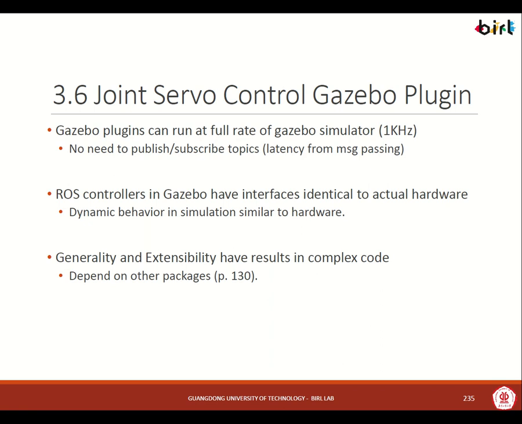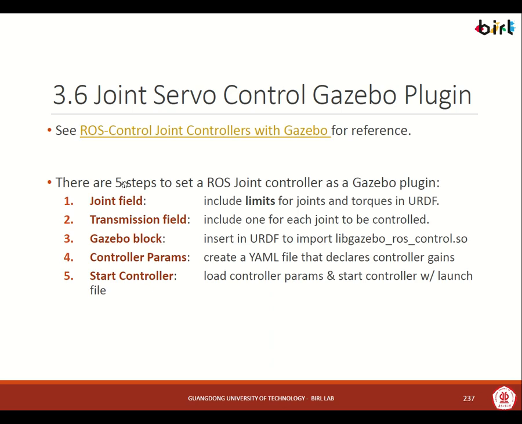However, ROS control and ROS controllers were designed to be general and extensible, but they're complicated. They're not that simple to manage. And then in page 130, you can see that they depend on other packages that you need to download. Now, if you use the script in this book to install the packages, you have already downloaded those dependencies. But you can refer to this page to look for more. Here's a link, ROS control, joint controllers with Gazebo for reference.